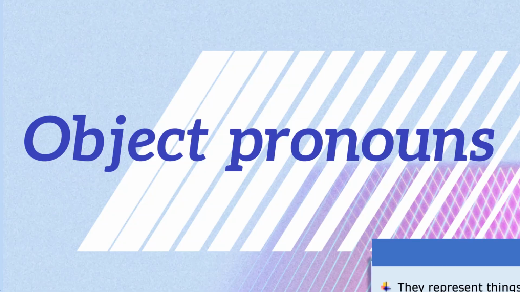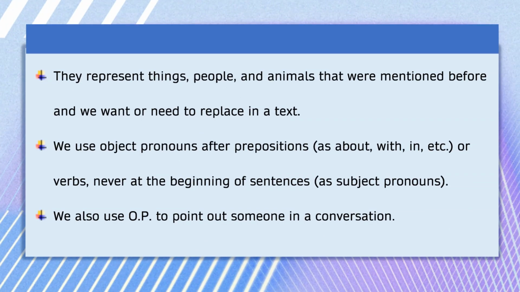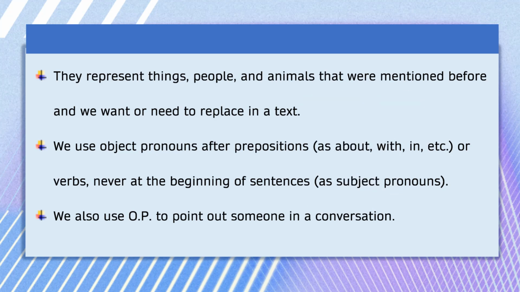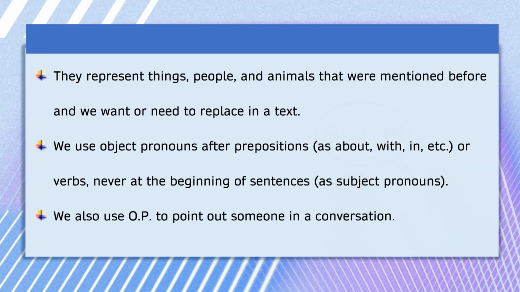Alright, let's start with our topic today, object pronouns. First of all, let's see when we use them. It is necessary to know that they represent things, people or animals that were mentioned before and that we want or need to replace in a text. Or sometimes the speakers know what they are referring to, so it is not necessarily the case that the object pronouns are explicit in the conversation when we are using them orally.